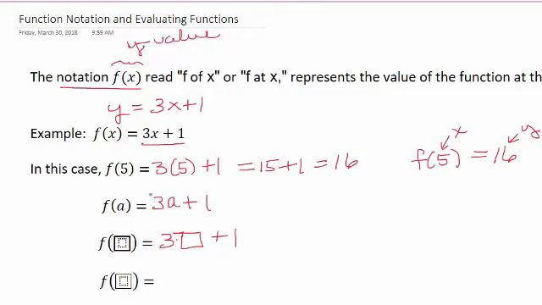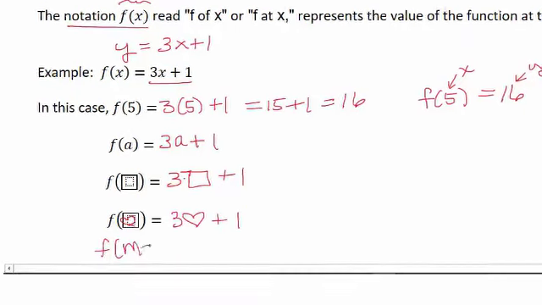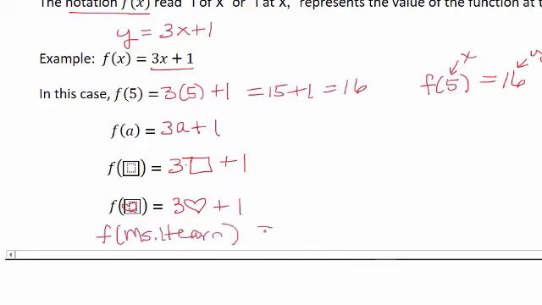So for example, in that box I could put a heart. So 3 times heart plus 1. In that box, I could put myself. So f of Miss Hearn equals 3 times Miss Hearn plus 1. Anything you put in these parentheses is going into this box, this placeholder.